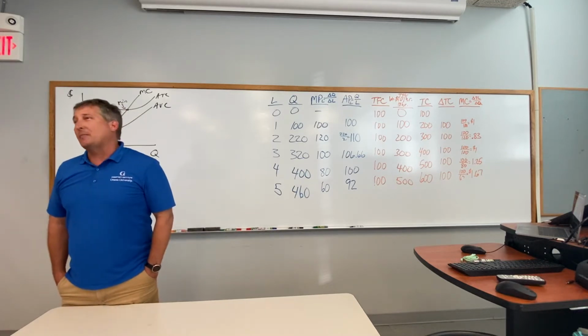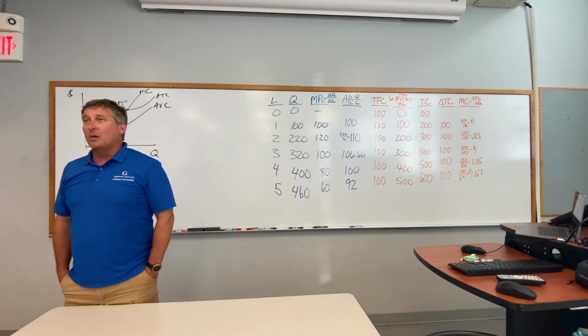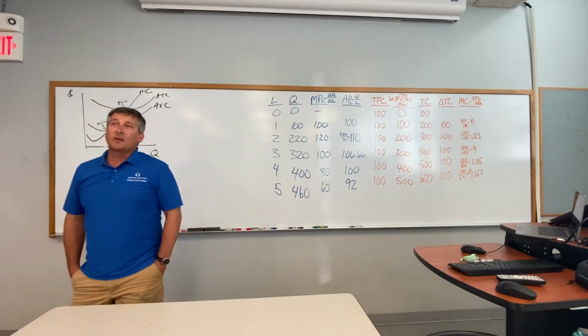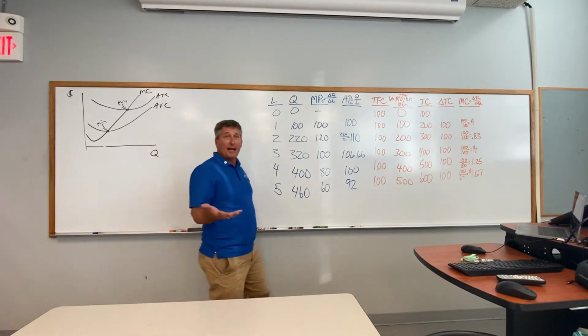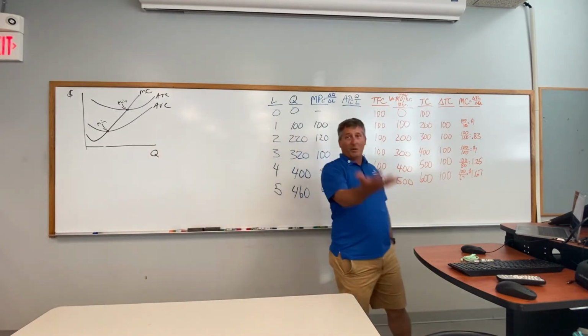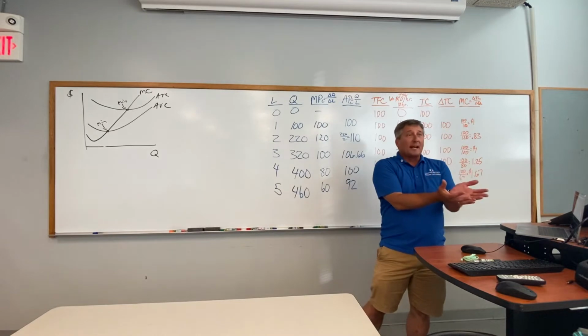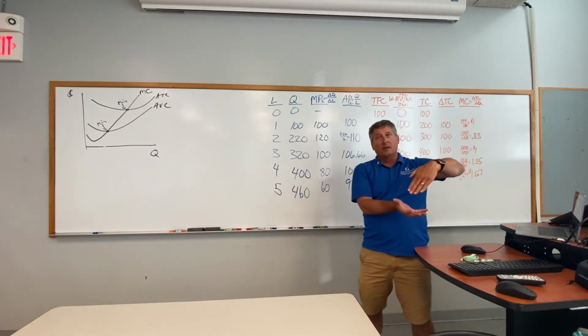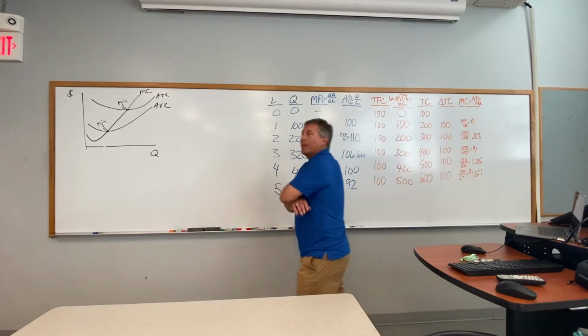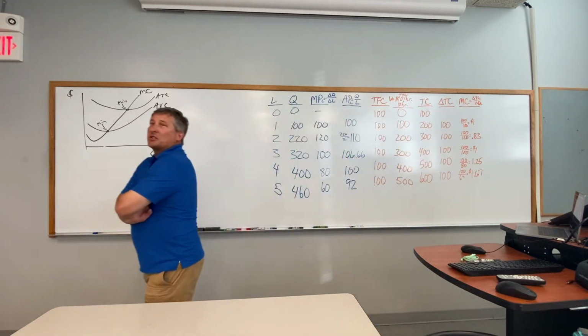What happens to your GPA? Does it fall to a 2.0 when you had a 3.0 your freshman year? No, it's going to fall, right? But it's not going to fall to a 2.0. Your marginal grades are less than your average, so it's bringing your average down, but it's not going to go all the way to a 2.0. So let's just say it falls to 2.7.